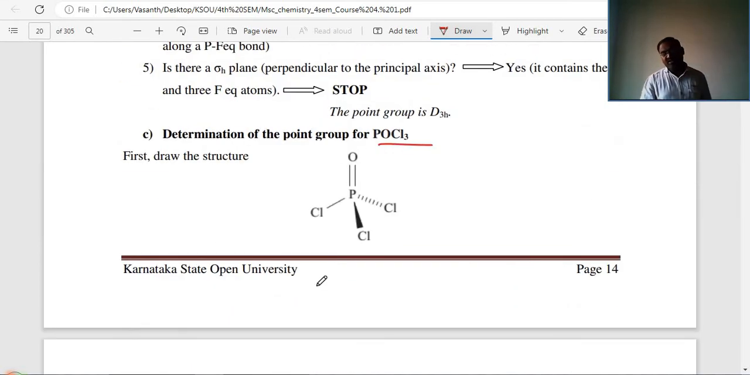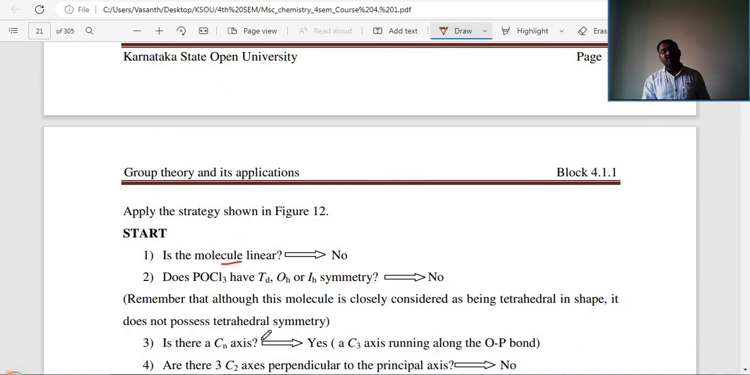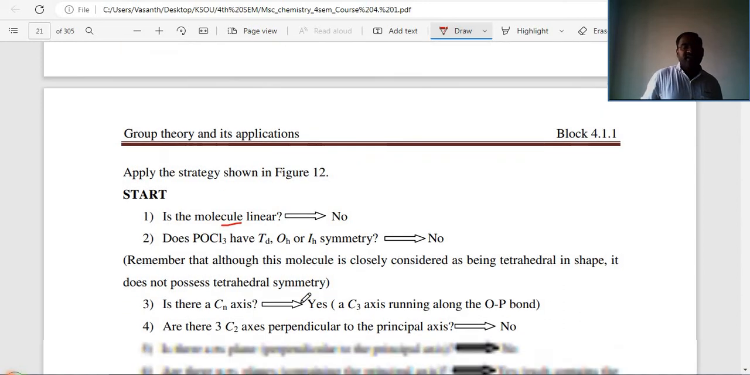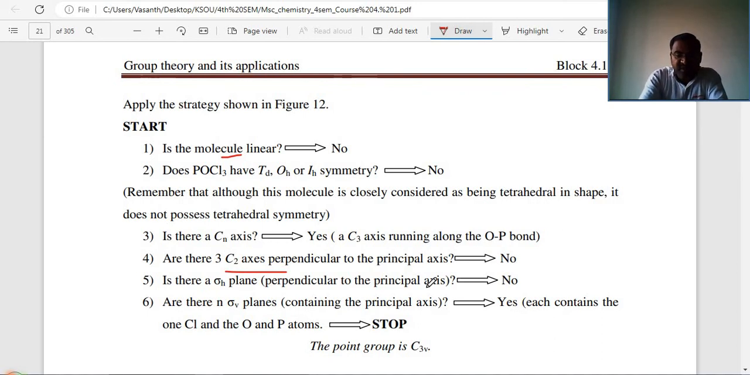Like here, the POCl3 molecule. Is the POCl3 molecule linear? No. Does POCl3 have tetrahedral, octahedral or icosahedral symmetry? No. Is there a Cn axis? Yes, because there is a C3 axis running along the oxygen-phosphorus bond. Are there 3 C2 axes perpendicular to the principal axis? No. Is there a sigma h plane perpendicular to the principal axis? No. There are sigma v planes containing the principal axis.